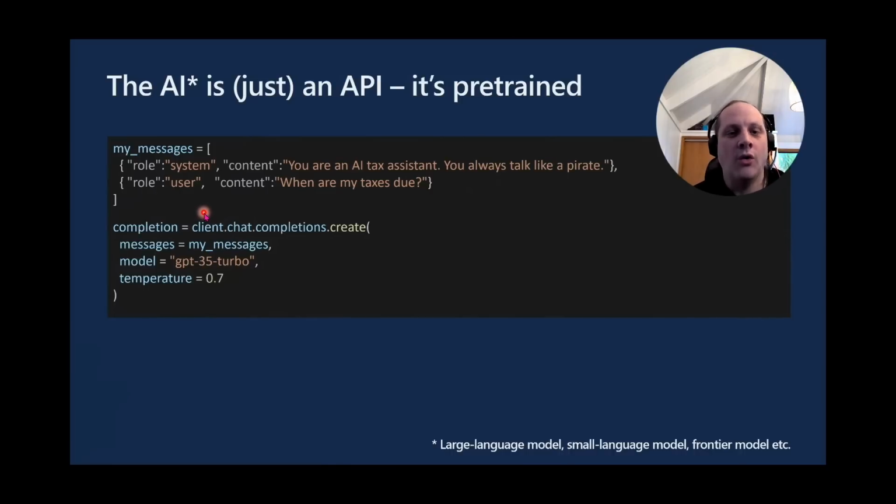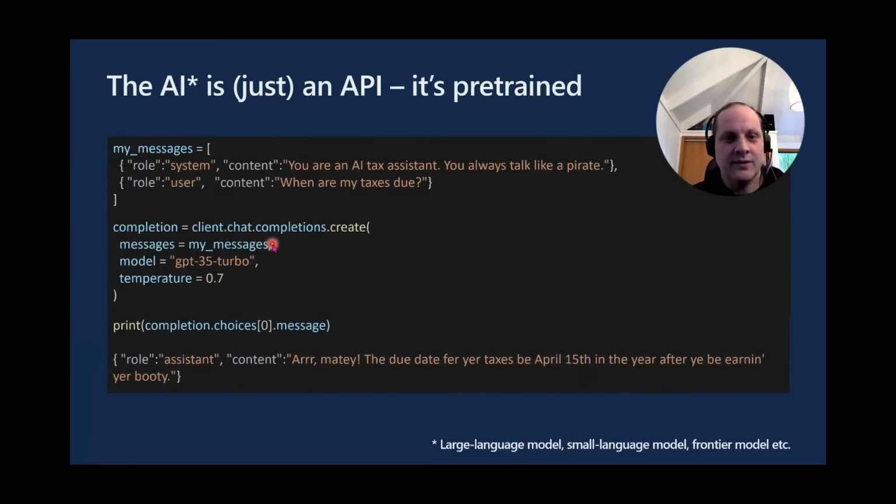We then call that completions create with our messages, and we get back a completion object, which contains the message back from the model, in this case an assistant message. The assistant message is what the model has returned based on the system and user input that we provided. In this case, it reads, "Arr, matey, the due date for your taxes be April 15th in the year after you be earning your booty."